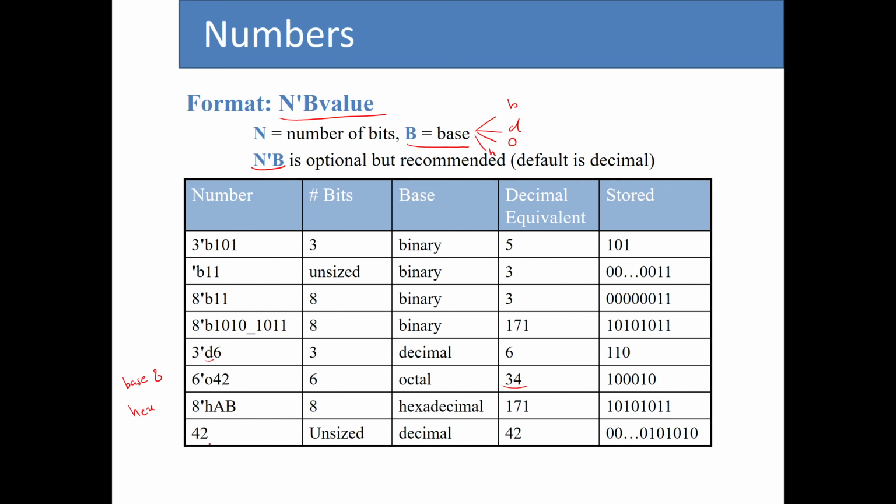And then finally, if we don't specify at all, let's just say we simply put 42. It is an unsigned decimal number, so the default is decimal. The size is going to use the default size of the system, whether it is 32-bit or 64-bit, and its decimal equivalent is 42, right? Because it is assumed to be a decimal number. And it stores the binary equivalent using the default size of the numbers.